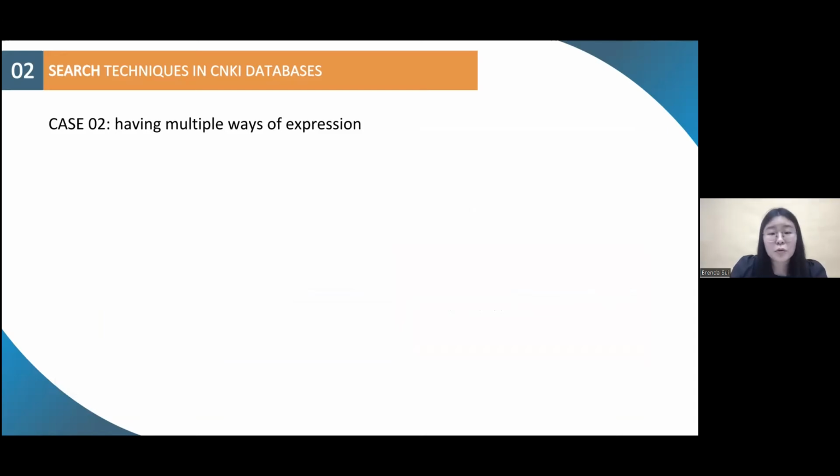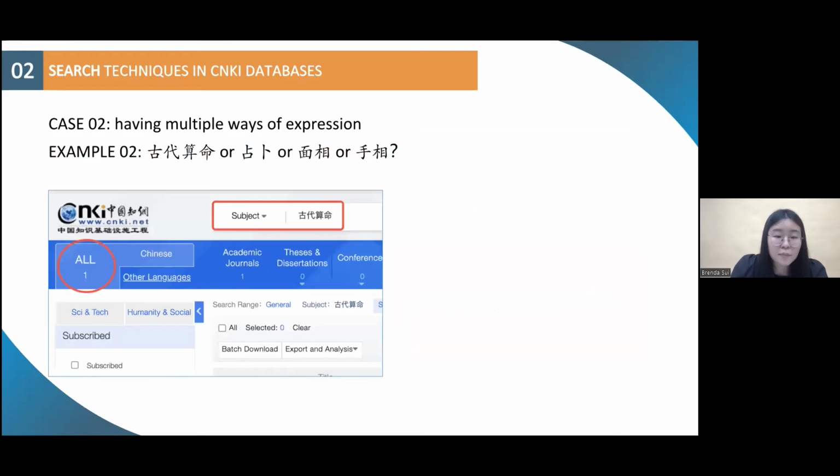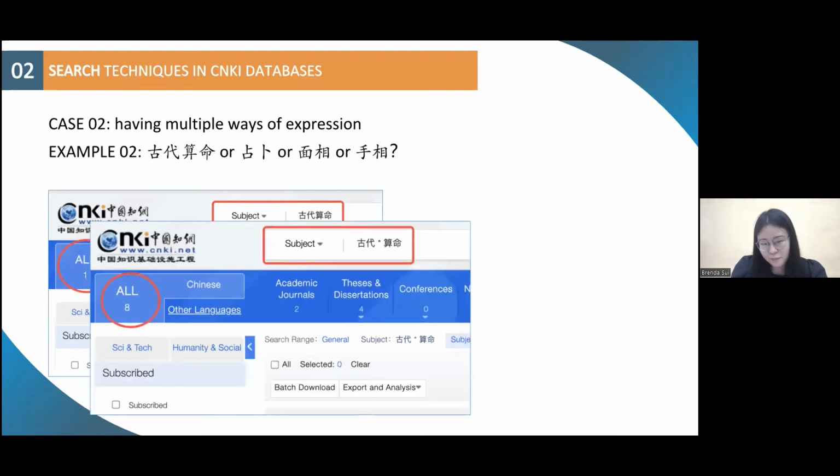Now let's take a tougher one. If I want to know something about fortune telling in ancient China, but I'm not sure of the right way to say it, whether it can be 算命, 占卜, 面相, or 手相, what can I do? Here, if I put 古代算命, unfortunately I can only get one single result. But if I separate the term into two, like I have previously done, I can add a plus.